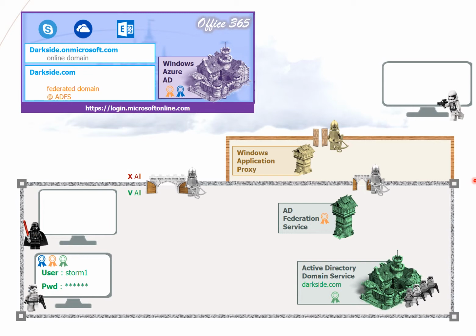DMZ, or demilitarized zone, is a very warfare term to designate a very simple concept. That's a network that is not the internet, not my local area network, but just an intermediation network separated with two firewalls. The first firewall is separating the DMZ from the internet, and another one to separate the DMZ from the local area network. The ADFS will not be directly reachable.